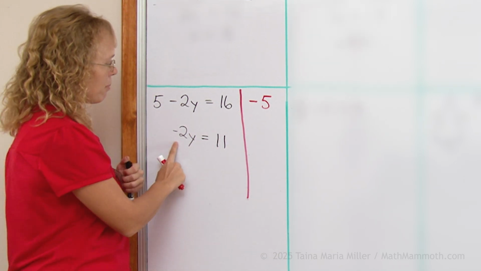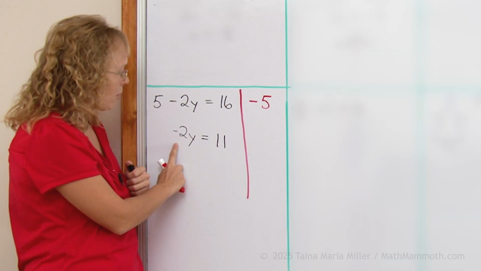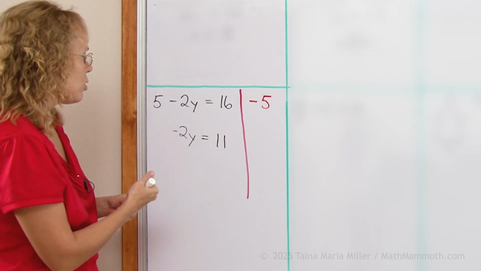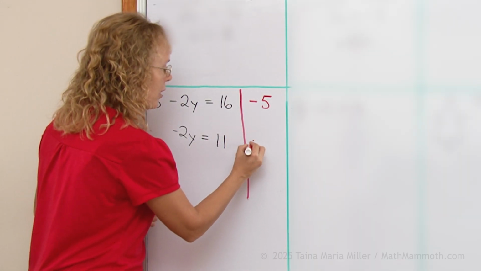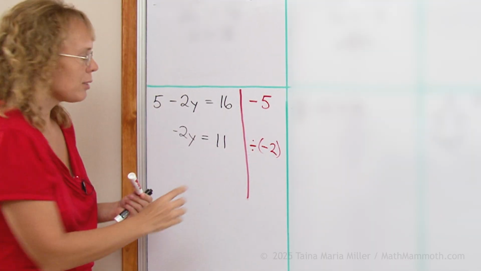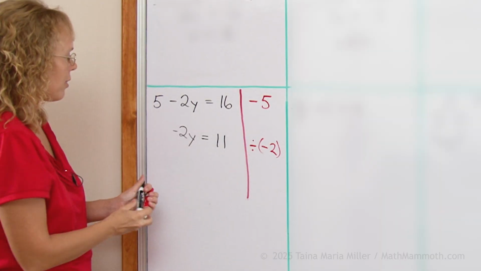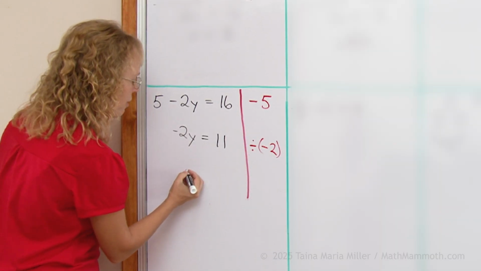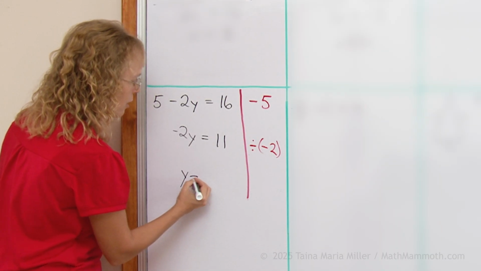Okay, my next step here, there's a multiplication by negative 2. So I need to undo that by dividing both sides by negative 2. Divide both sides by negative 2 is what this means here. After that, I will be left with y alone on this side. Yeah, that's what I want.